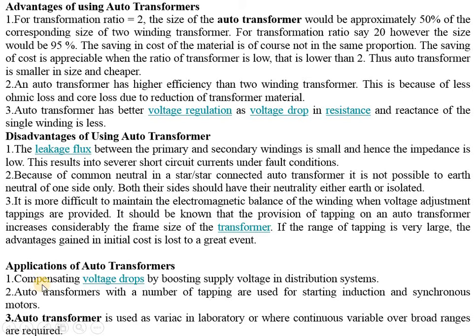Now the application. Compensating voltage drops by boosting the supply voltage in distribution systems is the main application. Auto transformers with a number of tappings are used for starting induction and synchronous motors, and the auto transformer is used as a variac in laboratories or where continuously variable voltage ranges are required.